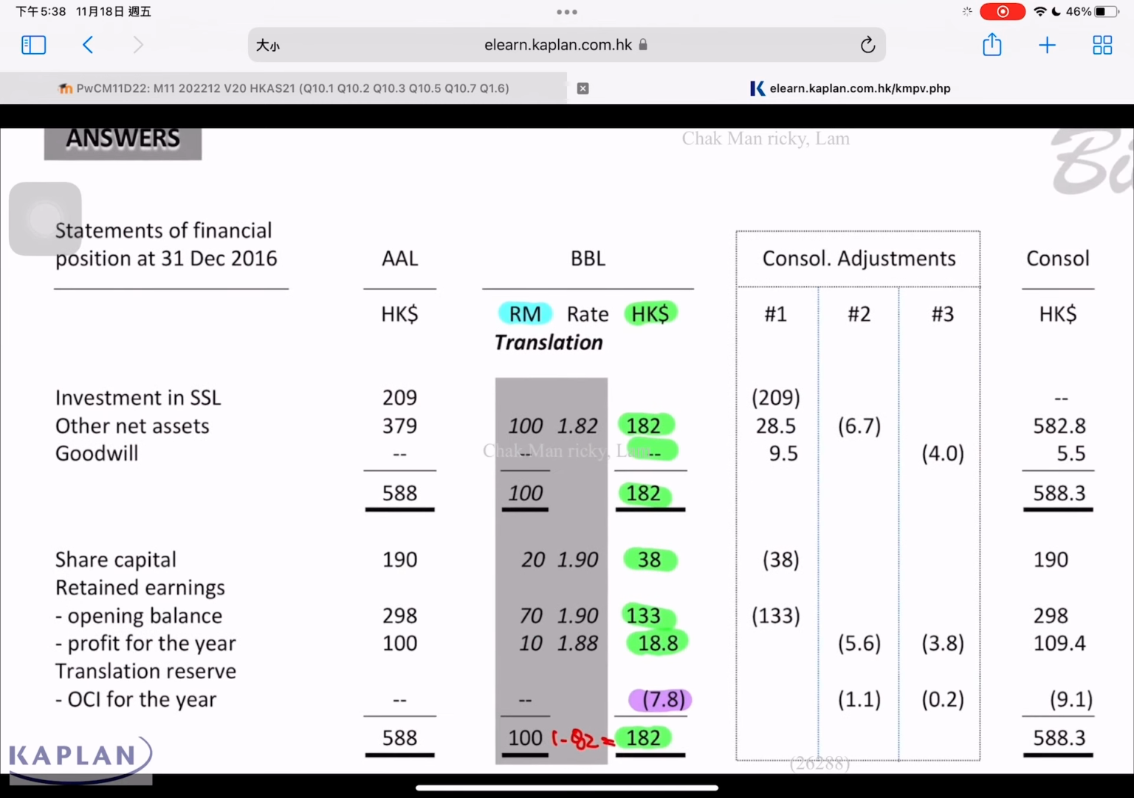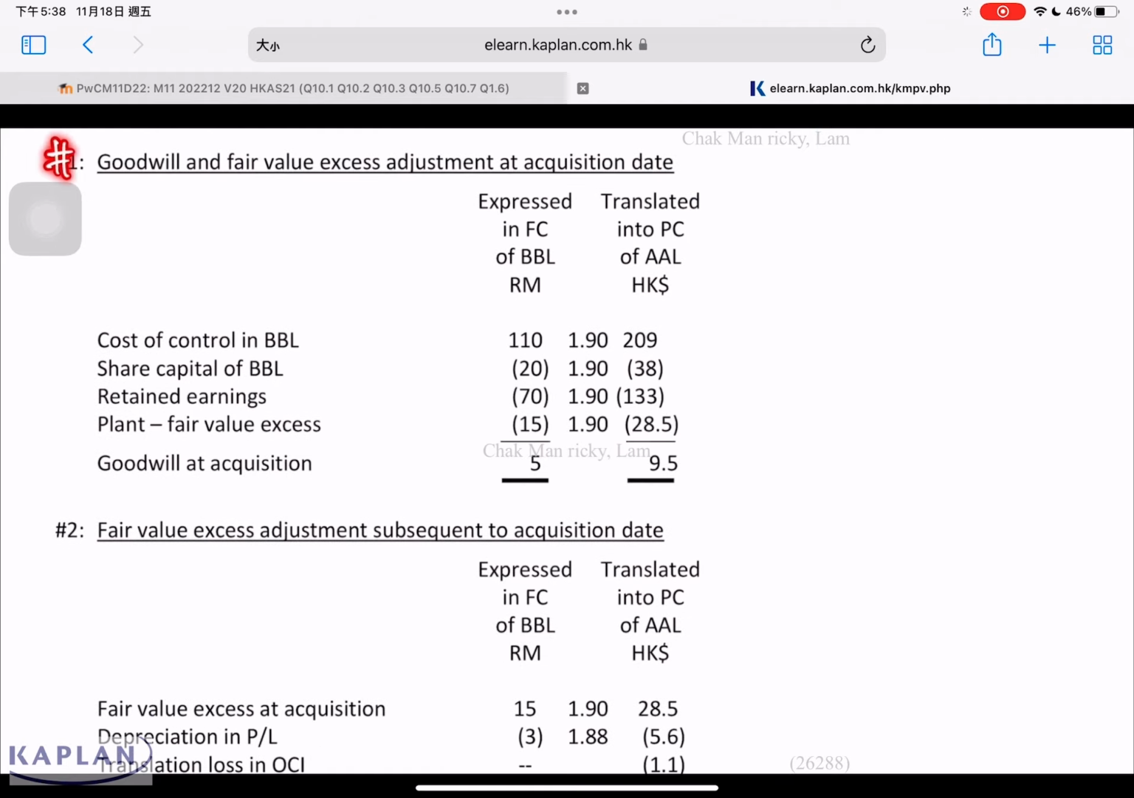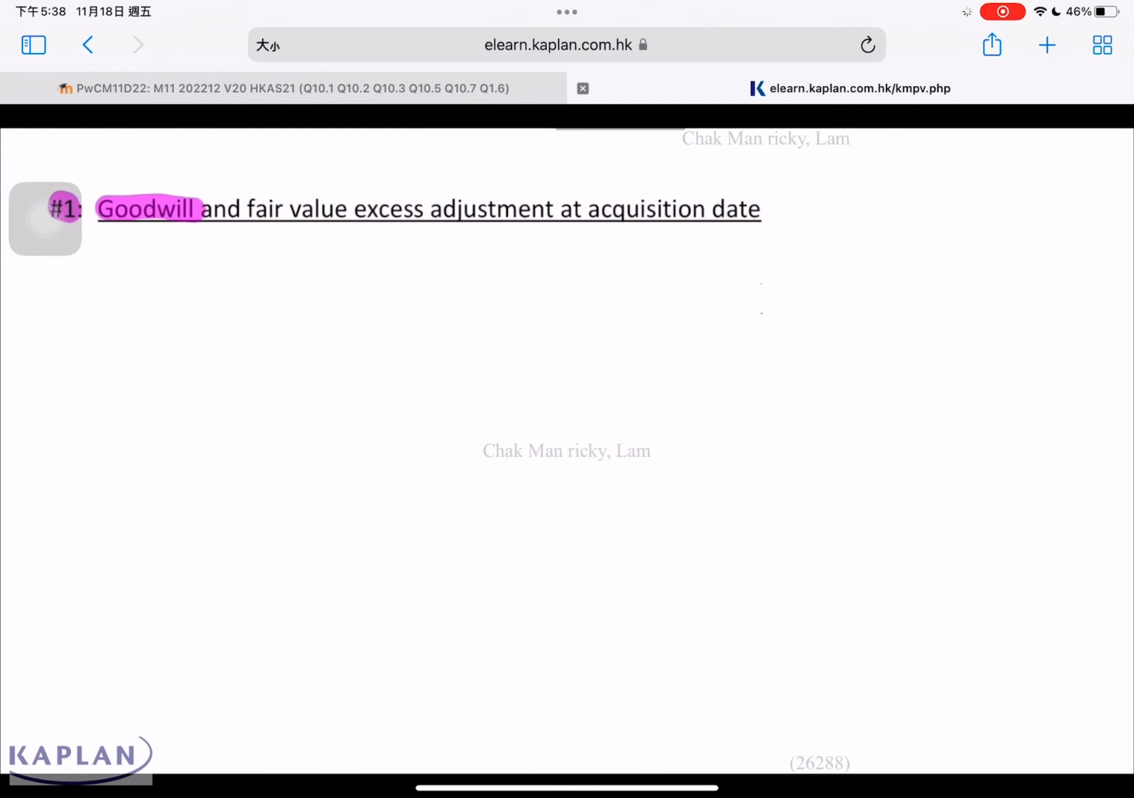As mentioned, we have to do the consolidation adjustment. In order for us to do the consolidation adjustment, you must have a set of workings. Working 1, working 2, and working 3. We'll look at working 1 first. Calculate goodwill of BBL. There's only one way to calculate goodwill. You must apply HKFRS 3, acquisition method. We have to take the cost of control. In this case, it's 100% owned.